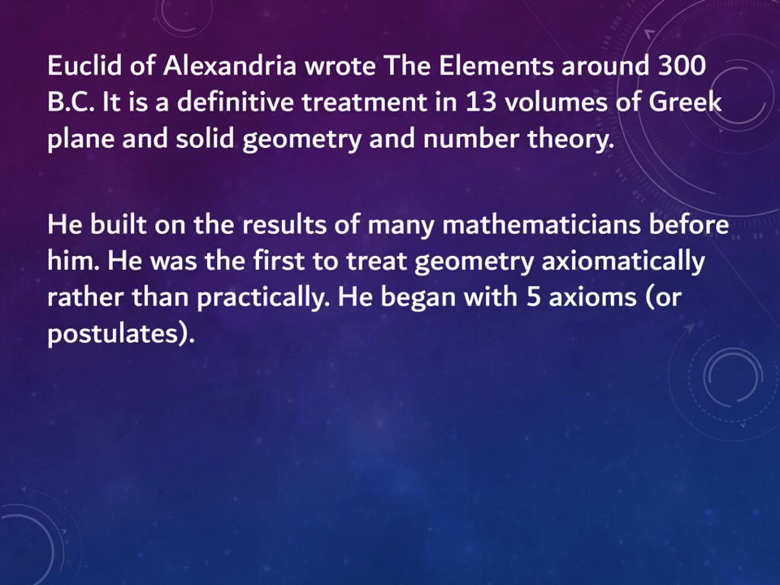What he actually did is he built on the results of many mathematicians before him, but what he did that they didn't do is he was the first one to treat geometry axiomatically rather than practically. So he began with 5 axioms or postulates.